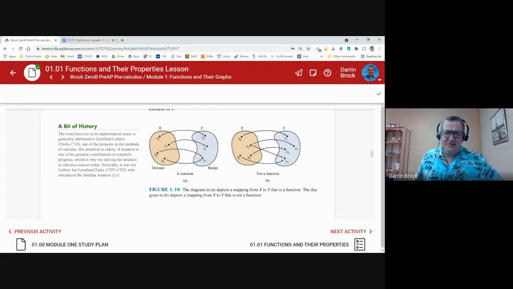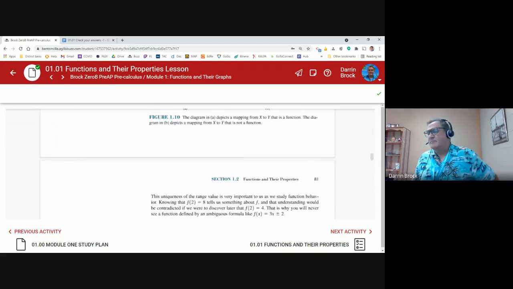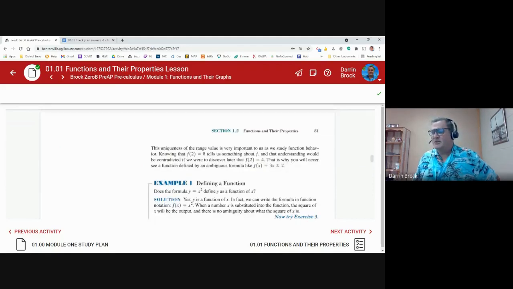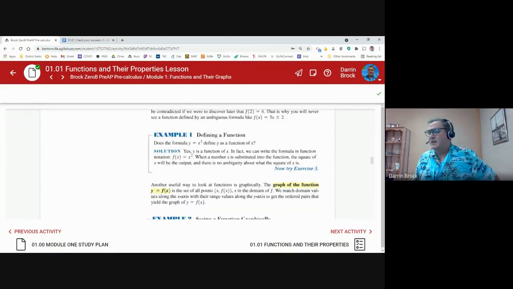This should be a good review for you. You guys have probably been studying that since middle school or earlier. Functions are one y to one x. So this is starting out just kind of a review of that. Defining a function. Example one.